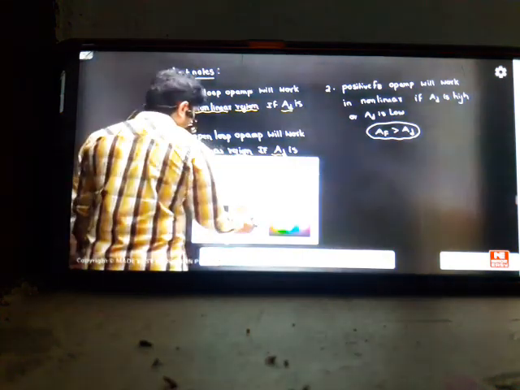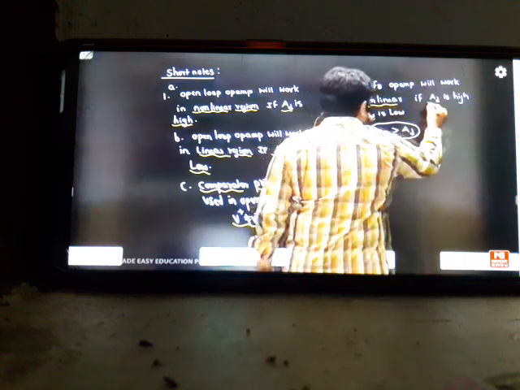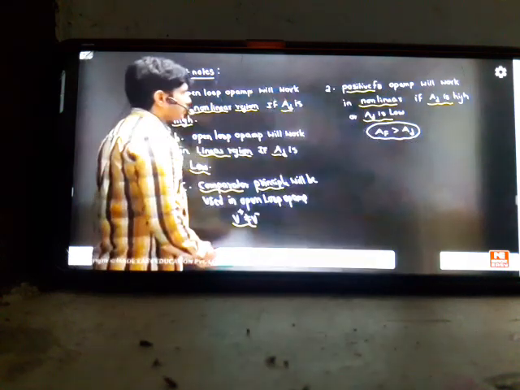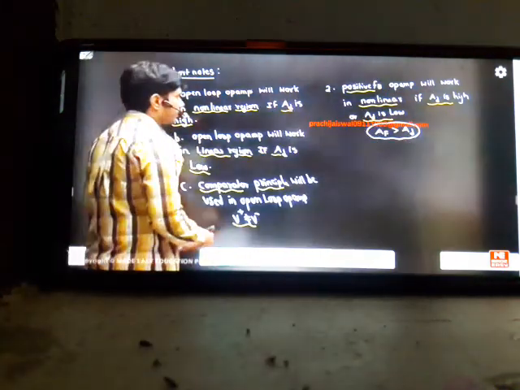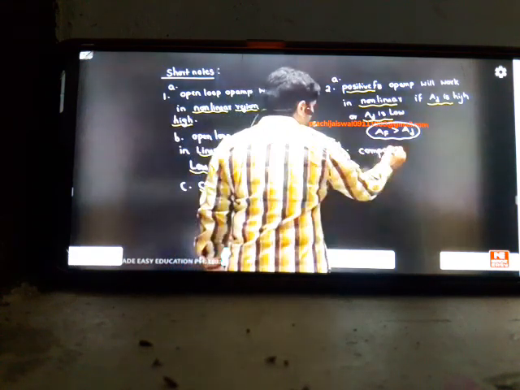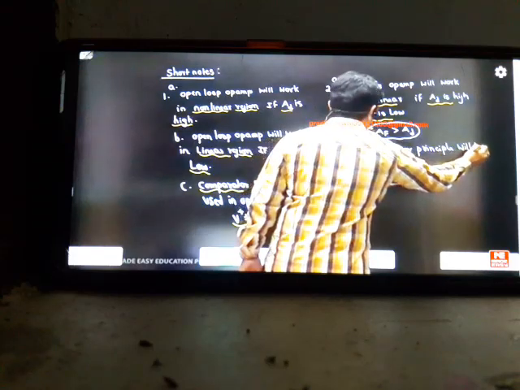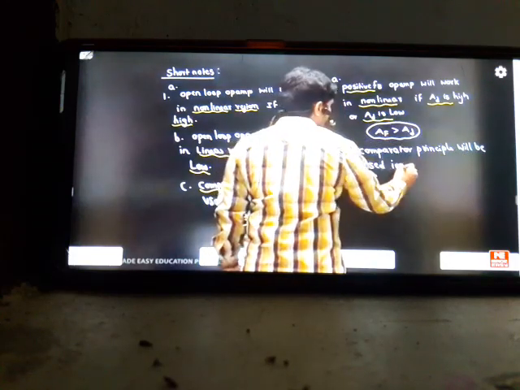Due to that reason, it never works in the linear region like open loop systems. It will work only in non-linear, if AD is high also, AD is low also. This is about the positive feedback analysis. In this concept also we have studied. You take this as A point. So B point is comparator principle will be used in positive feedback op-amp.